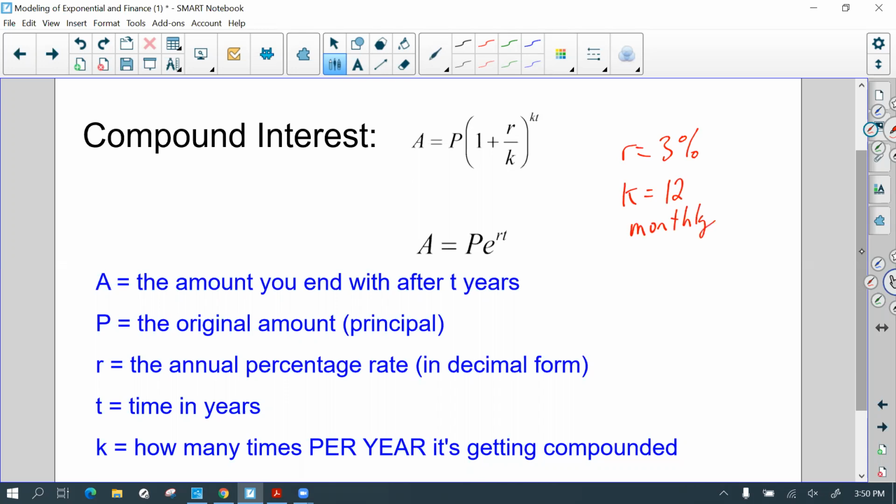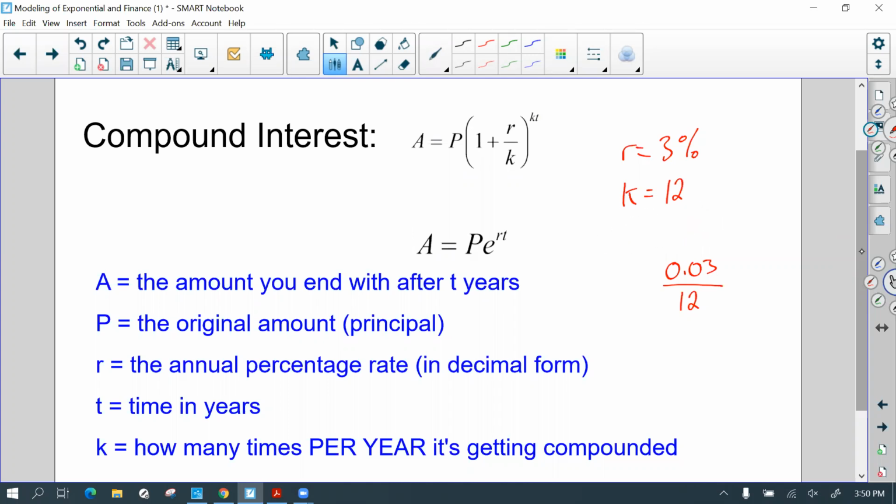So that means every month your money is growing, but it's not growing by 3% because that's the annual rate. So you have to take the annual rate and divide it by how many times a year it's growing, in this case 12. So you're only getting 1/12 of that annual rate. And so when it happens 12 times, then you get the 3% as promised, which is the annual rate.